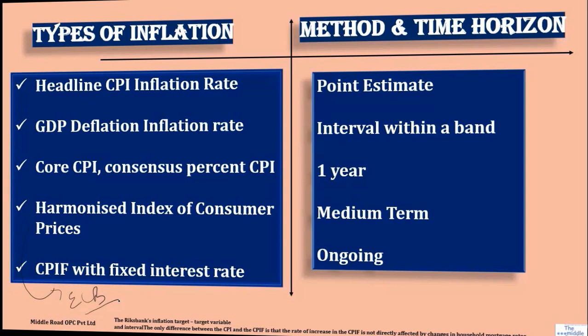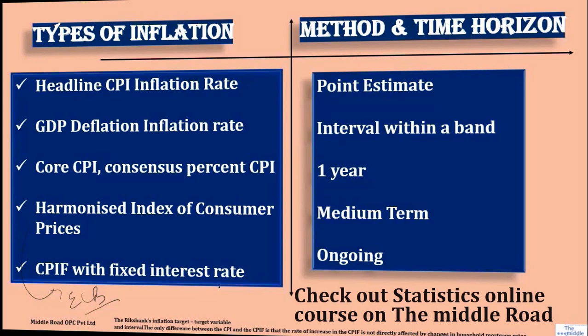And then you have CPIF, which is with fixed interest rate. Now, one of the reasons why we use fixed interest rate, we look at this. This is something which Bank of Sweden or Riksbank has come out with, and we'll see what exactly it means. Now, the method could be point estimate, interval within a band. It could be 1 year, medium, and ongoing. So these are the various aspects which different banks look at.